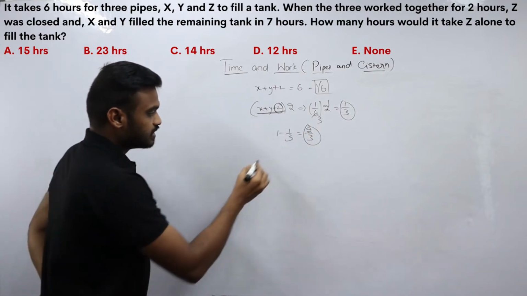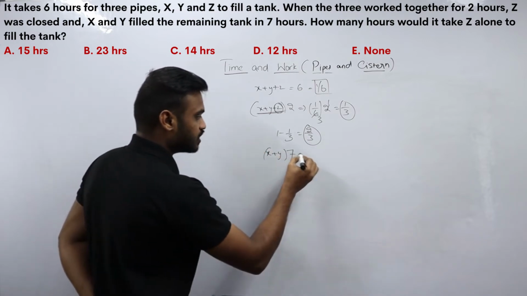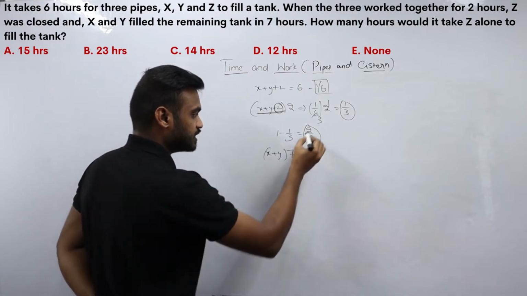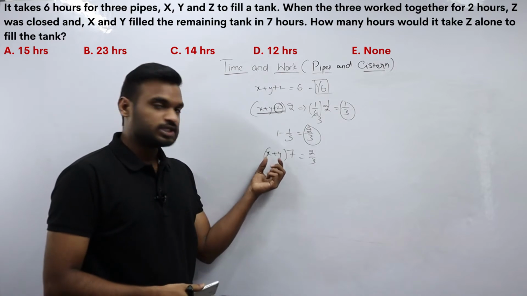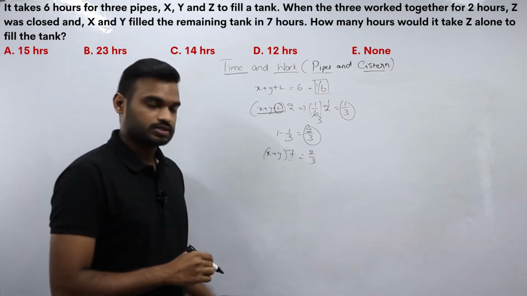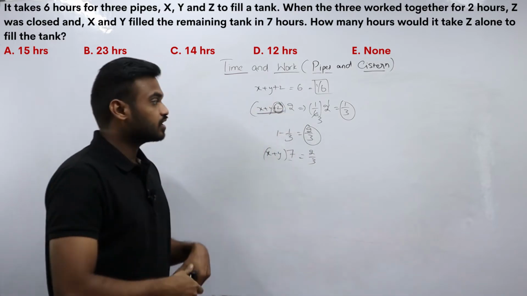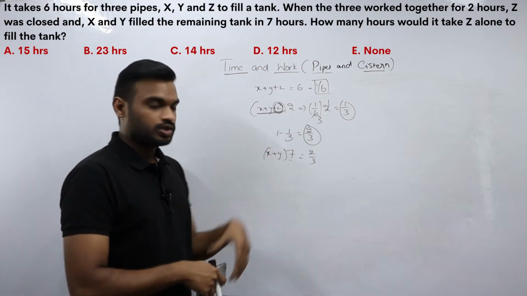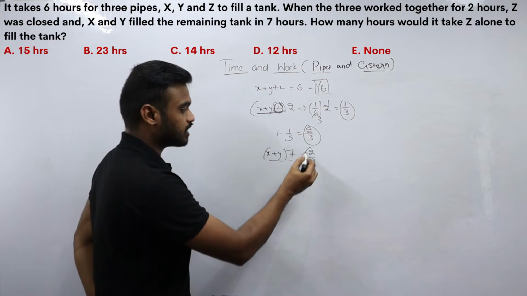Now they are saying that X and Y worked together for 7 hours to finish the remaining part of work, that is 2 by 3. X plus Y started to work together for 7 hours to finish the remaining part of the work, that is 2 by 3, because Z is already closed. After working for 2 hours, Z is closed. Now only X plus Y is working together for 7 hours to finish the remaining part of work.